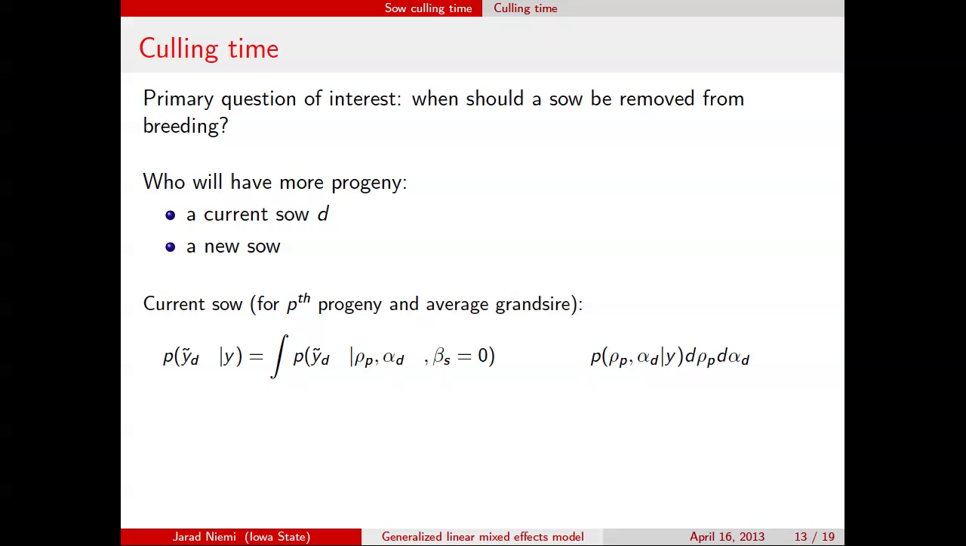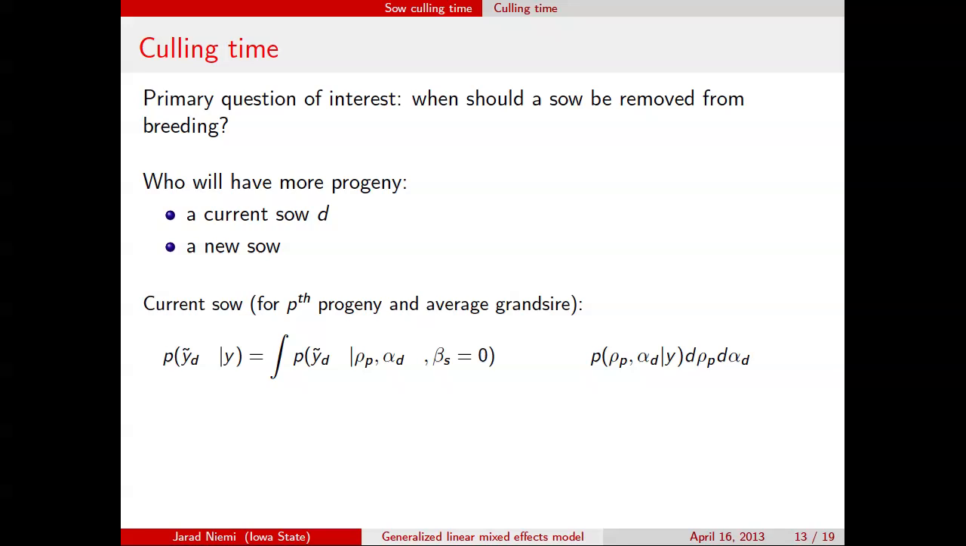And for simplification and comparison purposes, we're just going to stick in the average grandsire, which just means that the random effect for that grandsire is 0. So what we want then is the predictive distribution, and I should have conditioned here on the left side on the grandsire being average, the beta S being 0. We want the predictive distribution for how many progeny we expect for the next parity for this particular sow.